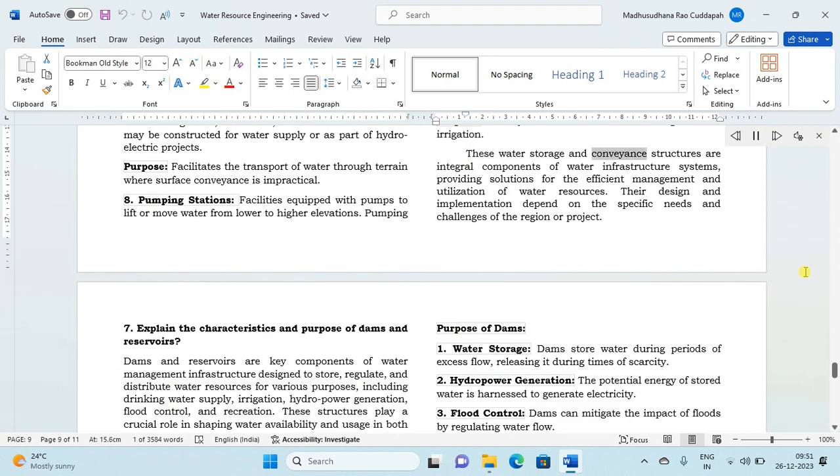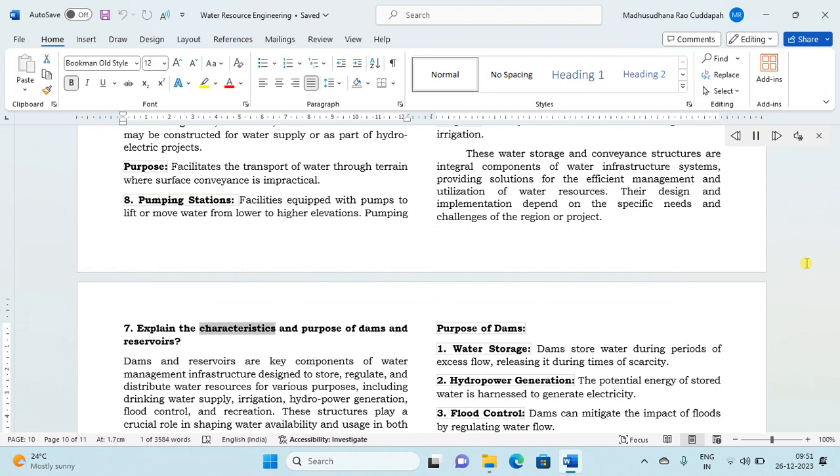These water storage and conveyance structures are integral components of water infrastructure systems, providing solutions for the efficient management and utilization of water resources. Their design and implementation depend on the specific needs and challenges of the region or project.